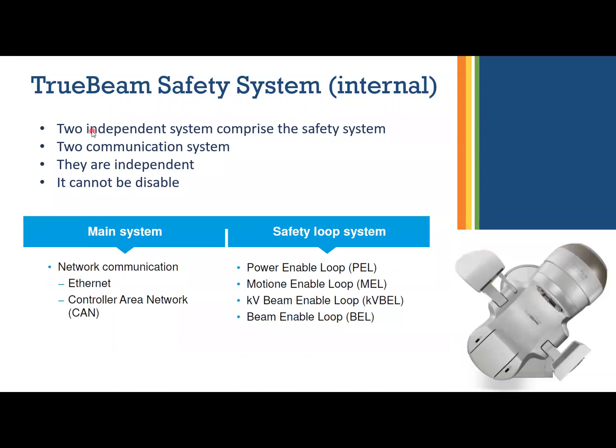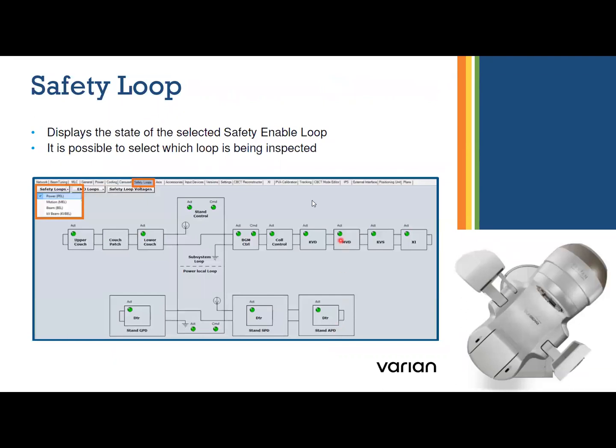TrueBeam Safety System: two independent systems comprise the safety system, two communication systems, and they are independent. It cannot be disabled. So main system includes network communication and controller area network, whereas safety loop system includes power enable motion loops, motion enable loops, KV beam enable loops, and beam enable loops. These are the safety loops you can find in the service mode.